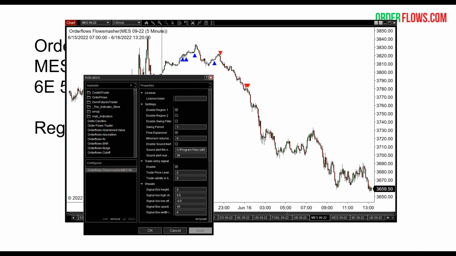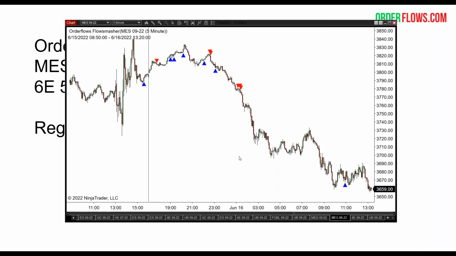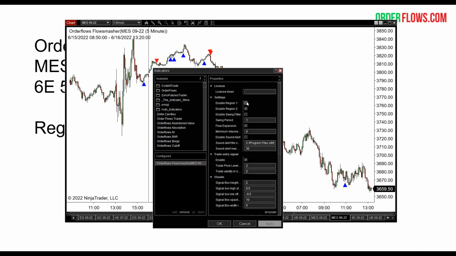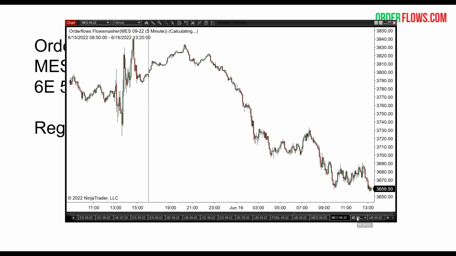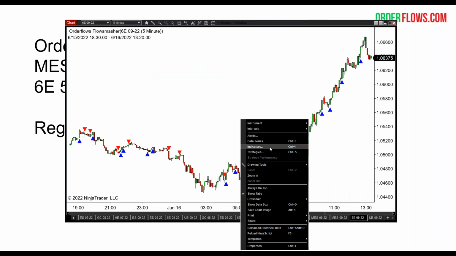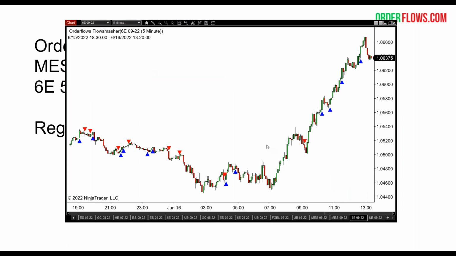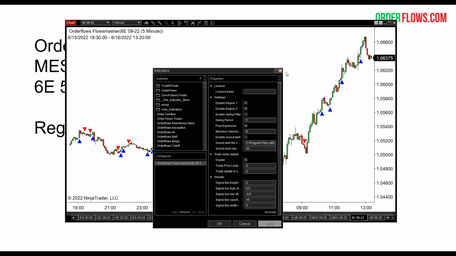You see a couple signals, caught that nice trend since last night, since basically overnight. Once it broke right here, that big bar down, and then obviously continued on down. This is region 1. This one is region 2 and region 1. Okay, take off region 1 there. Euro currency. This is a 5-minute chart while I'm waiting for the MES to come back up. This is region 1 and region 2, right, with flow expansion.